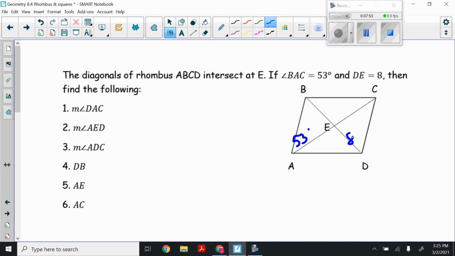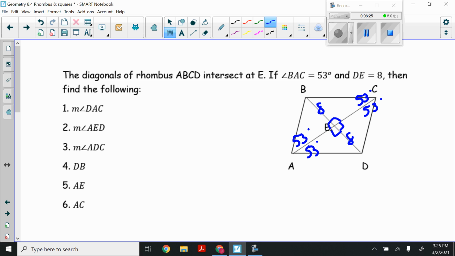So if it's a rhombus, remember rhombus, I know that my diagonals have been bisected. So if that side is 8, this side is also 8. But remember, I also know that my diagonals bisected these angles. So if that angle is 53, this is also 53. And these are the same up here, 53 and 53. And then I also know that my diagonals are perpendicular. So I know that all of these are 90. All right, so that's everything that I know based off of what they gave to me.